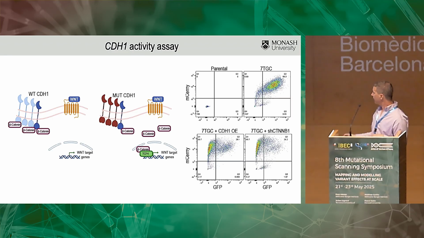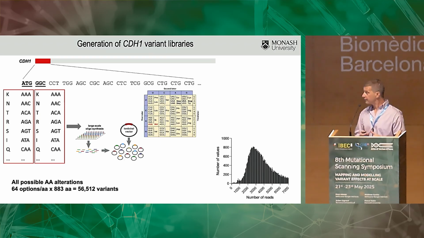This is what it looks like. The GFP here represents Wnt activity, and here you take cells with just a reporter. You see that they're all green, but then if you overexpress either wild-type CDH1 or suppress beta-catenin, you see a shift to the left. So that's the assay that we used. And next, we wanted to develop our library.